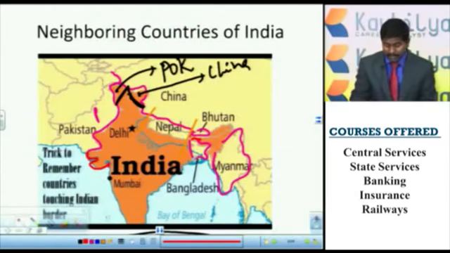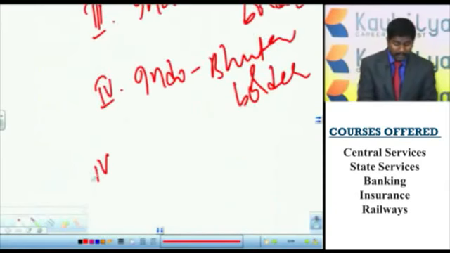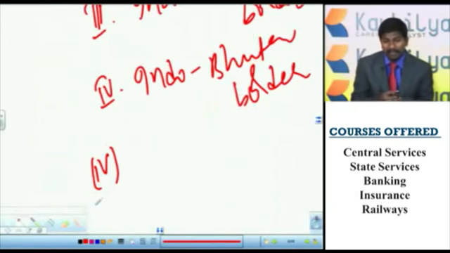So today we have the longest border with Bangladesh, that is known as the Indo-Bangla border. This Indo-Bangla border is given the name Radcliffe Line, because up to 1972, the present Bangladesh was part of Pakistan in the name of East Pakistan.